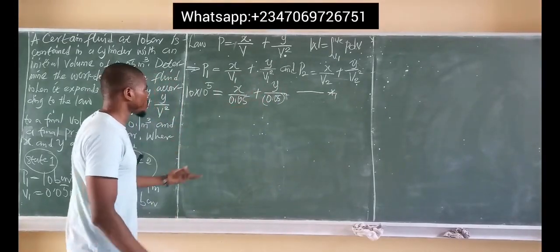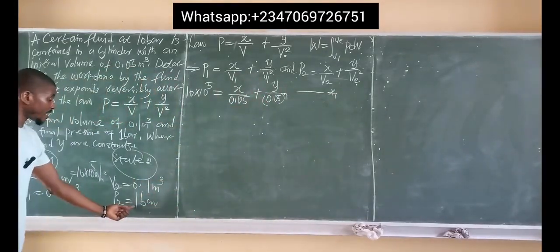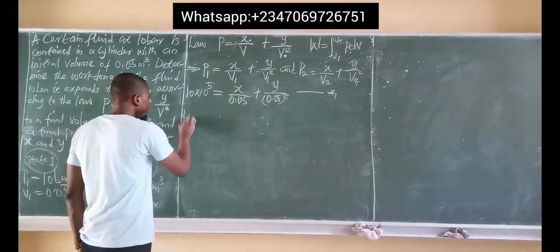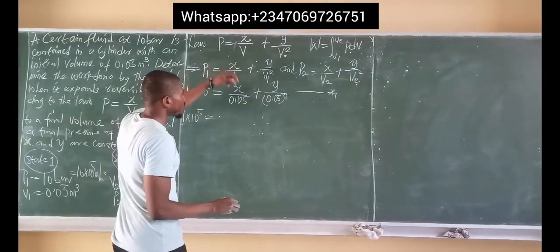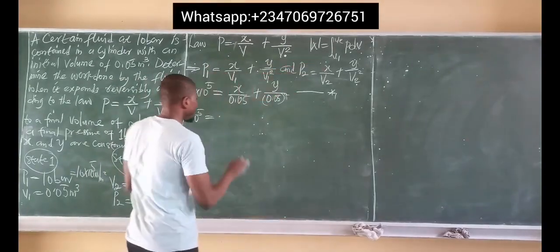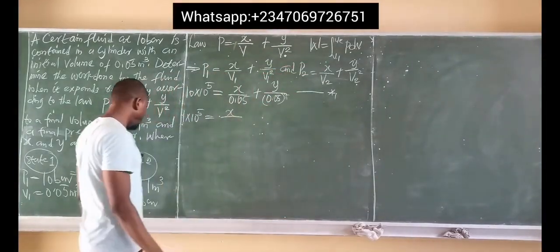Similarly, P2 is also the same, and P2 is 1 bar. 1 bar means 1 by 10 to the power of 5, and this is equal to x all over V2, as can be seen here. So you have x all over V2.